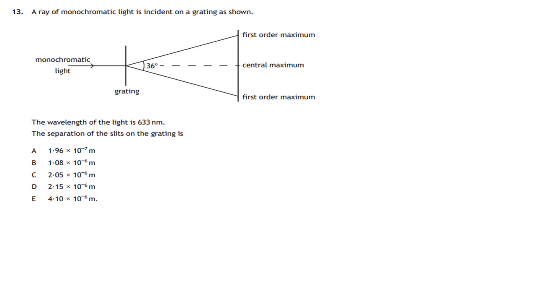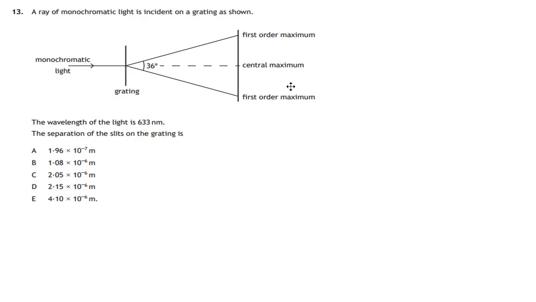Question 13 of the 2016 higher multiple choice paper is about the diffraction grating. There's the usual diagram we have of it. Remember, we're looking down on the diagram. The monochromatic light is coming in here. There's the diffraction grating, and there's the screen. And on the screen we have the central maximum, and then either side we have our first order maximum.